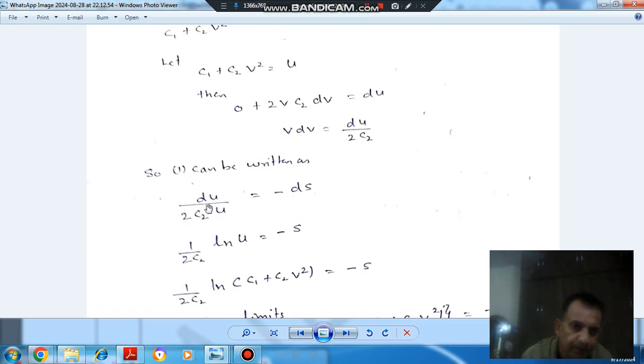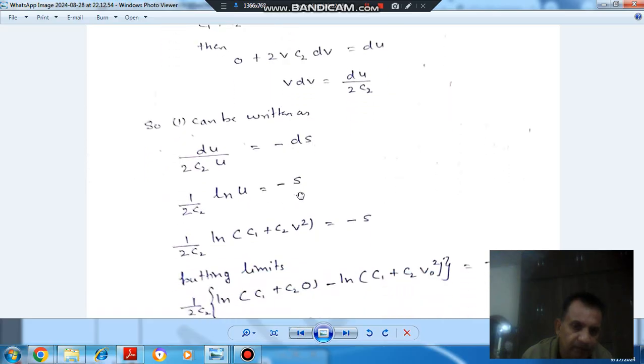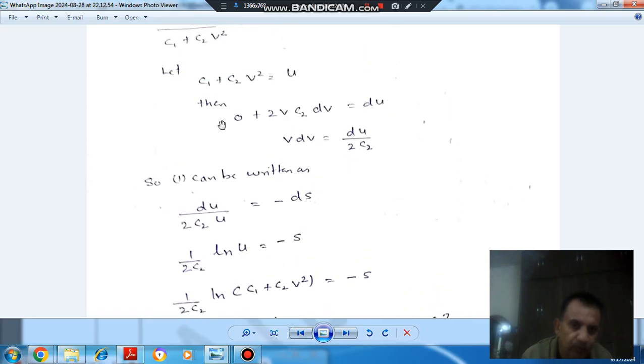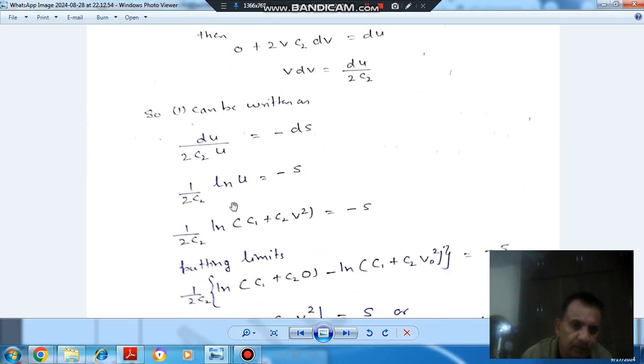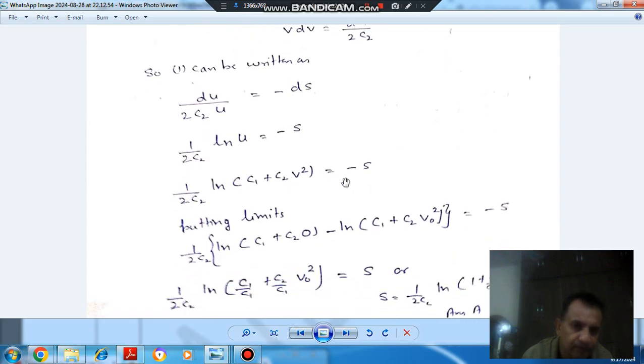So, putting this as u and v dv as du by 2C2 and integrating it, it will be 1 by 2C2 ln u equal to minus s, and the value of u is this: 1 by 2 C2 ln[C1 plus C2 v square] is equal to minus s. So now this is the integration part.